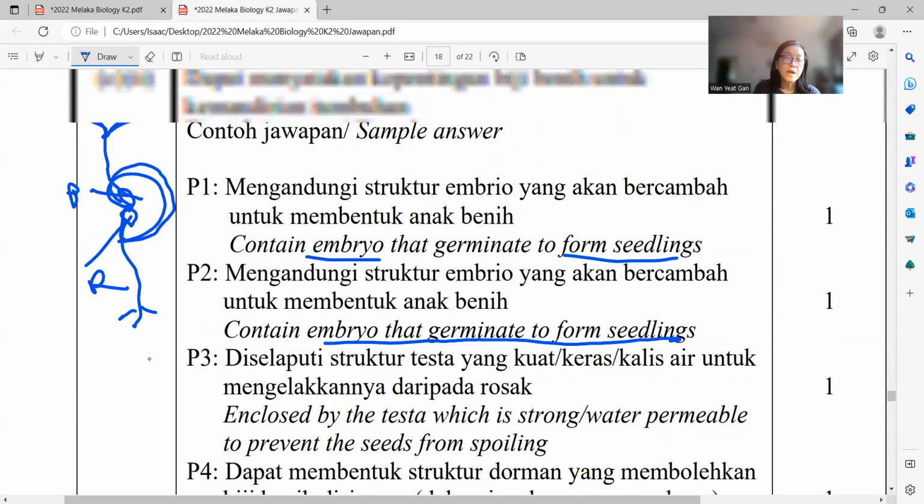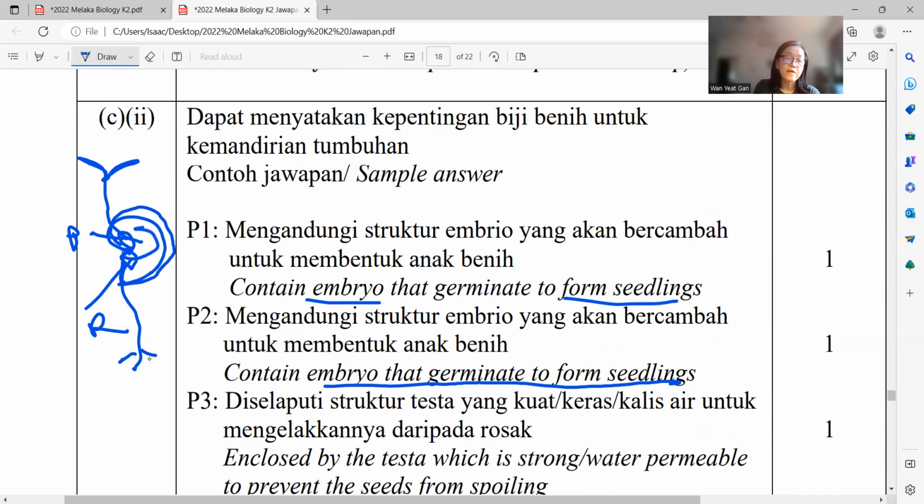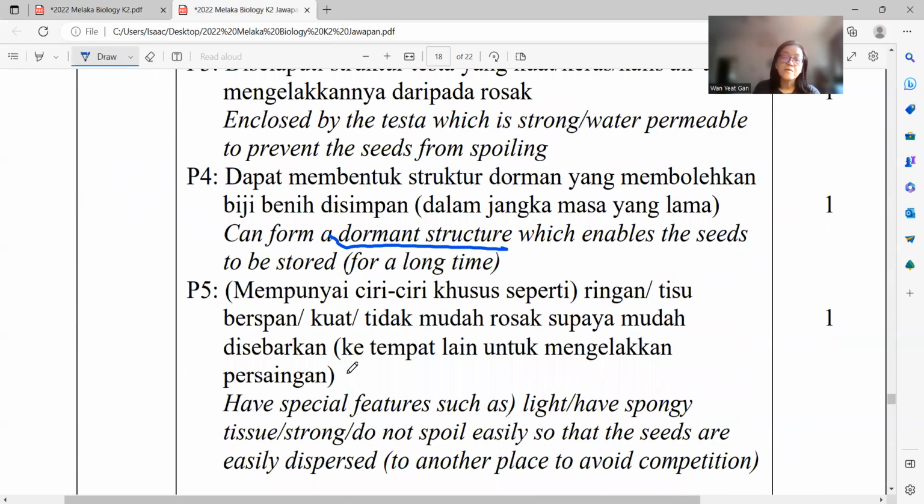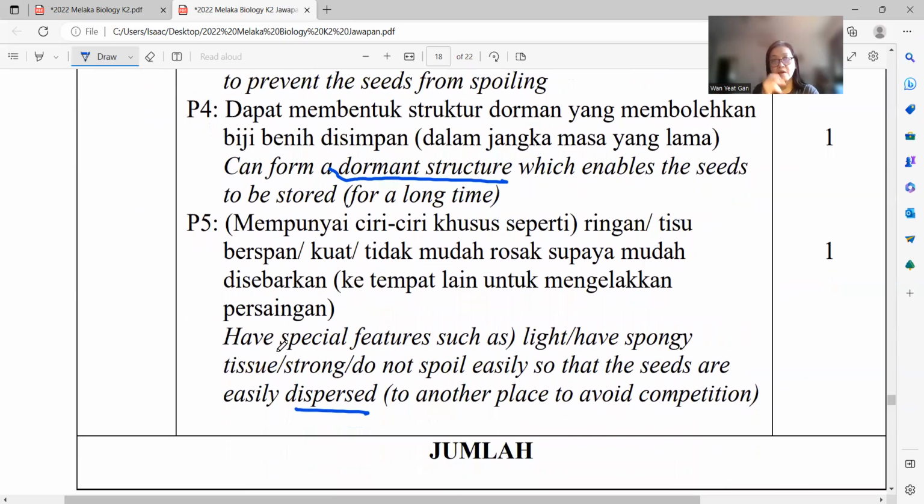There is endosperm and cotyledon to provide food for the seed, so that the seed can germinate. Okay, and other than that, most seeds have special characteristics that can ensure they are dispersed easily, so that it will have a higher chance of being able to survive, right?